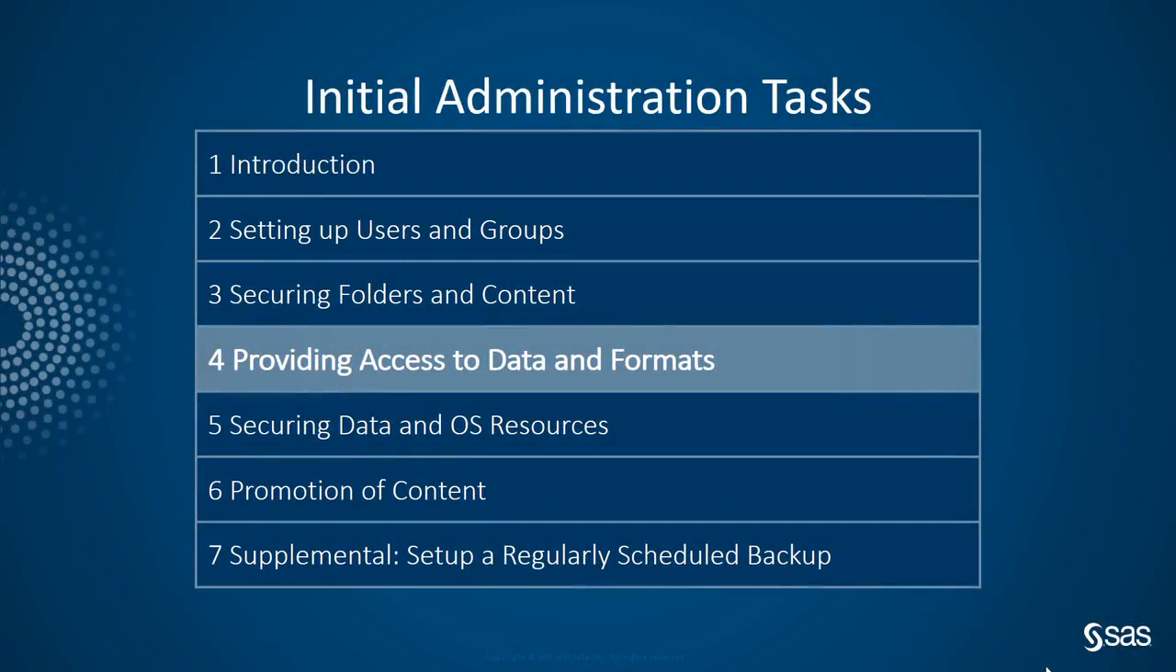Which is providing access to data and formats. So what we've done so far, we set up our users and groups so that we have the correct users and groups in the system. Now we've got folders available for users to put reports or anything else they want to build in there. And what's the next thing we need? We need to provide data so that they can build reports. So we have somewhere to store our content. We're going to build our reports off of data. We have to make data available.